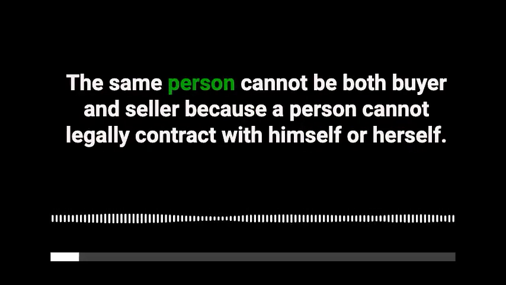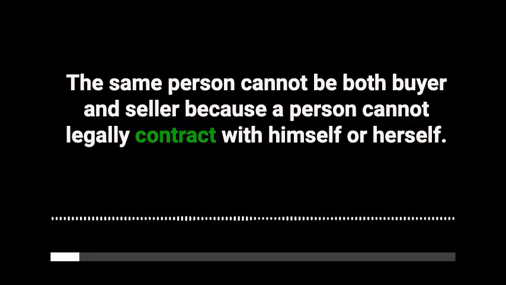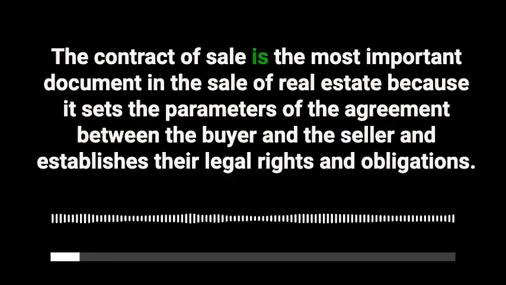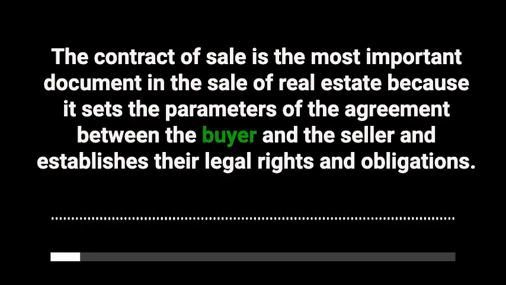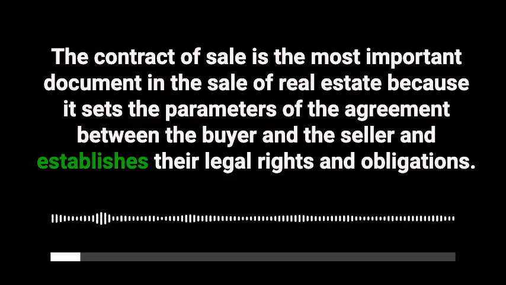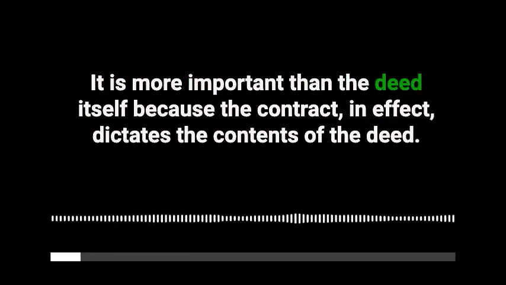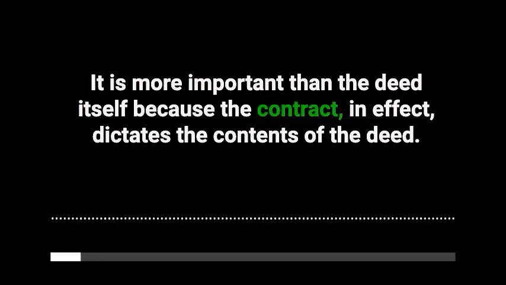The same person cannot be both buyer and seller because a person cannot legally contract with himself or herself. The contract of sale is the most important document in the sale of real estate because it sets the parameters of the agreement between the buyer and the seller and establishes their legal rights and obligations. It is more important than the deed itself because the contract, in effect, dictates the contents of the deed.